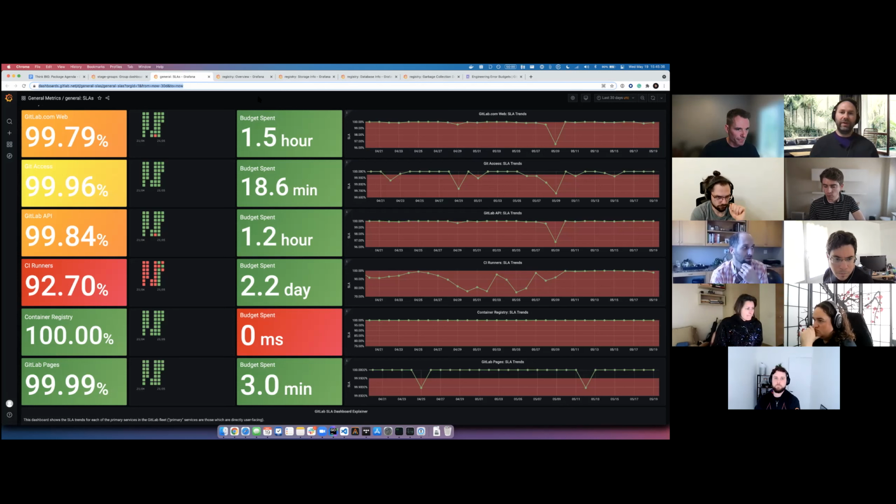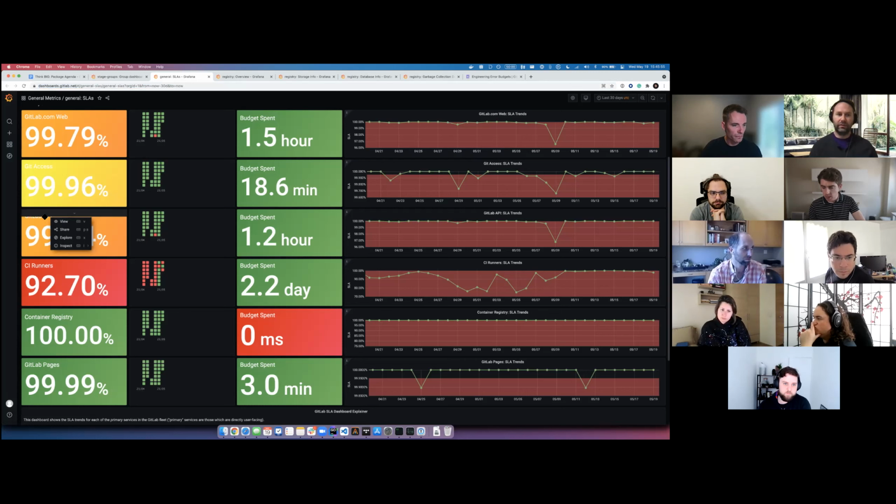Do we have SLOs for the package registry and the dependency proxy, or right now, do we only have them for the container registry? Joam, do you want to answer that? I think you have a good answer for that. Yeah, I think everything is grouped for the package stuff and dependency proxy. I think everything is grouped under GitLab API, which is considered like a single service.